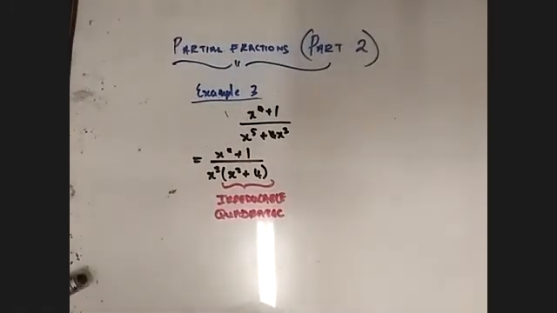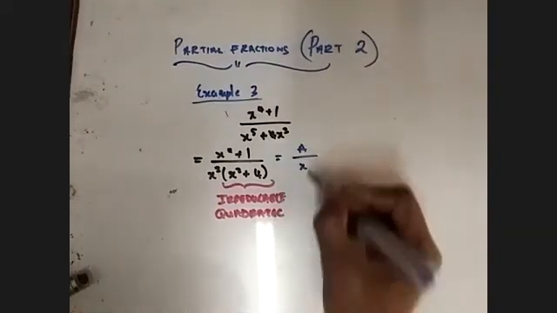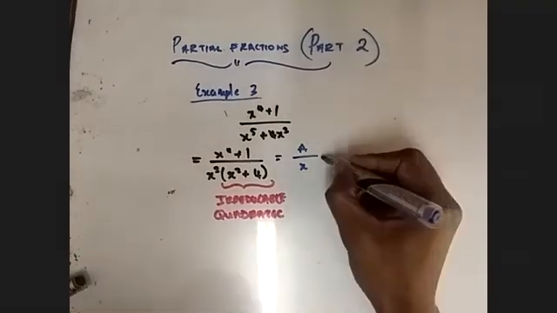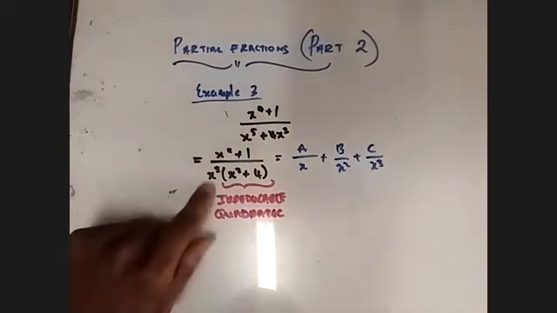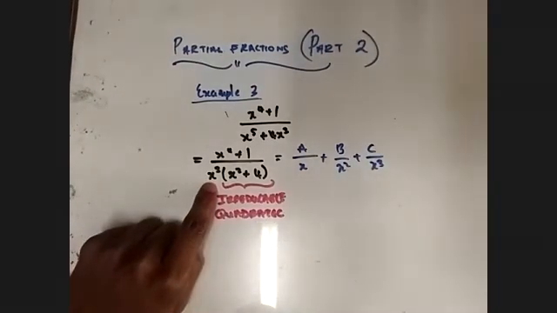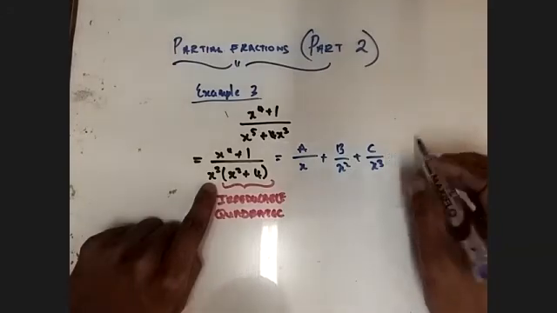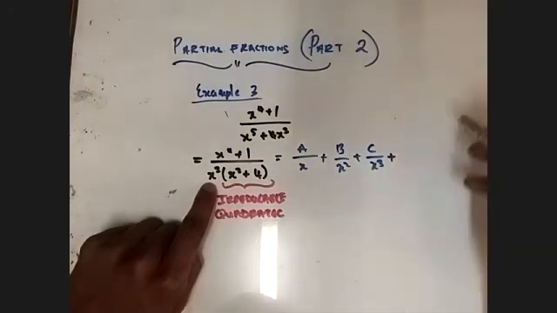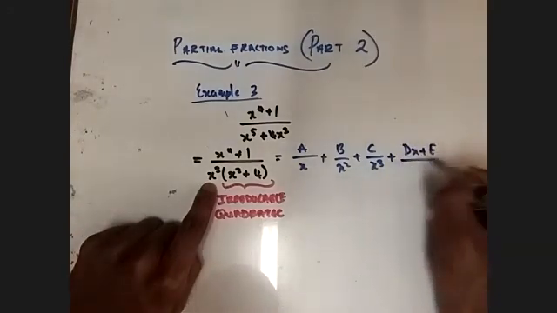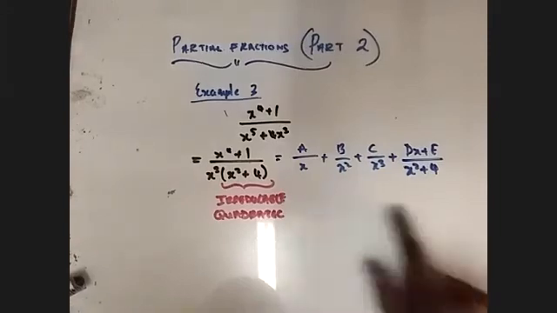And then what we know about that, what we call this rule, is that we can rewrite this as a all over x, and then b all over x squared, and c all over x cubed, because this thing is repeated 3 times. Then we have this other part, plus dx plus e all over this irreducible quadratic. So this becomes our final answer.